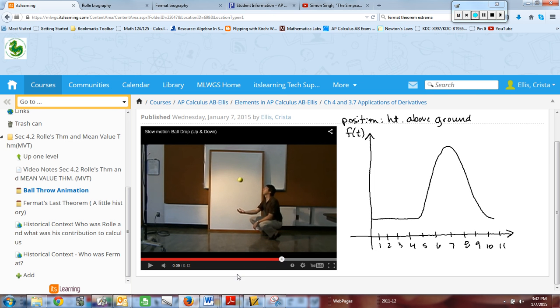Oop. Try to see if I can get it to pause on where I want it to be. All right, so we'll assume that we're at the top right here.